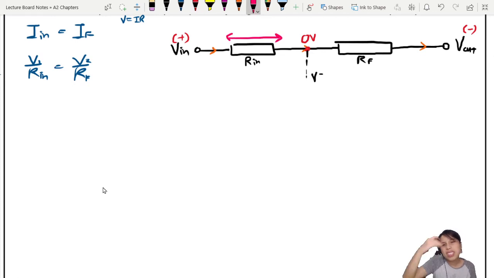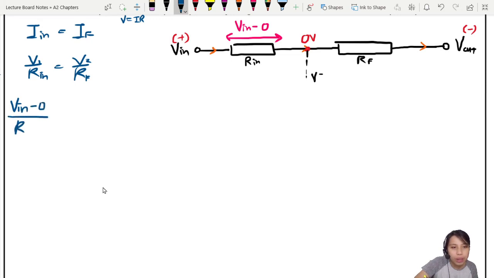Now is there another way to express V1 in terms of V in and V out? V in is the potential. So the potential difference will be V in minus, on the other end, 0. Because here is V in, the other side is 0. So the difference is V in minus 0. Okay, so let's expand this equation a little bit. So V1 now will be V in. Good news, now we have V in the equation, over R in.